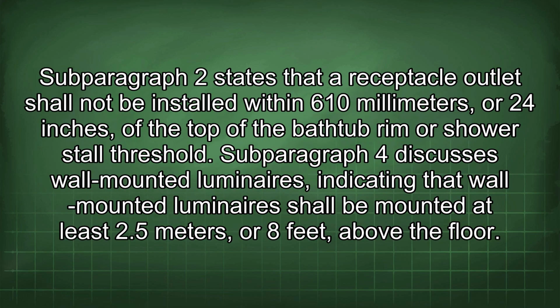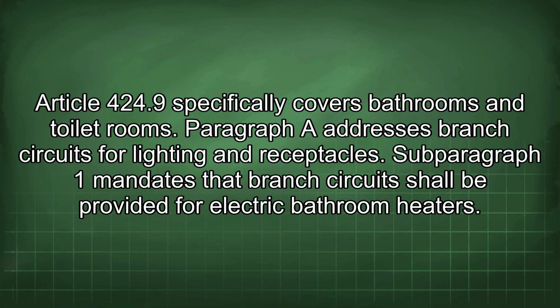Subparagraph 2 states that a receptacle outlet shall not be installed within 610 mm or 24 inches of the top of the bathtub rim or shower stall threshold. Subparagraph 4 discusses wall-mounted luminaires, indicating that wall-mounted luminaires shall be mounted at least 2.5 meters or 8 feet above the floor. Article 424.9 specifically covers bathrooms and toilet rooms.